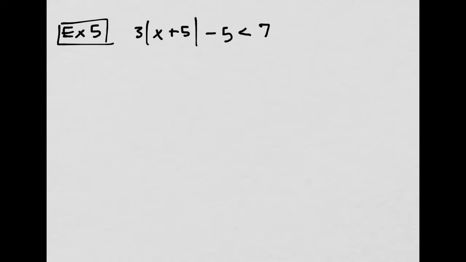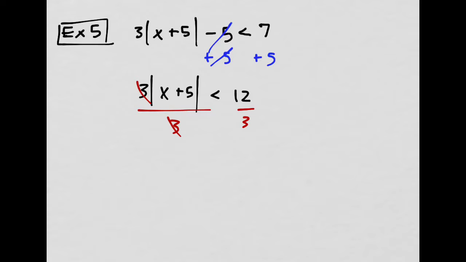Let's take a look at solving this. We have an inequality, but also an absolute value. I'm going to show you a little trick here with absolute value and inequalities. The first thing I do, hopefully you remember this, is to get the absolute value by itself. So I'm going to add 5 first, and that goes away, and I get 3 times the absolute value of x plus 5 less than 12. And then I will divide by 3.